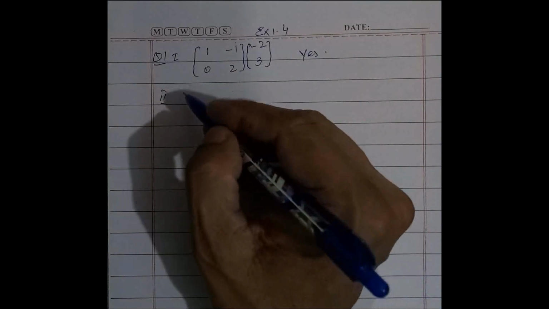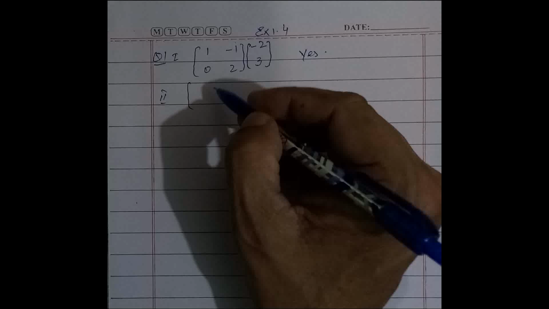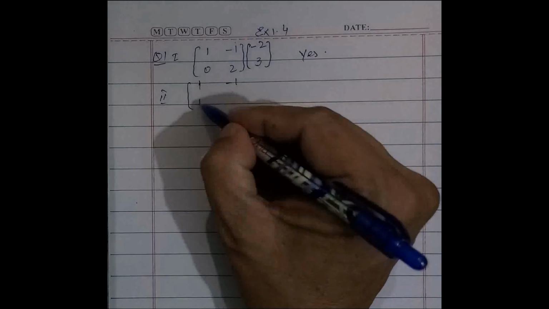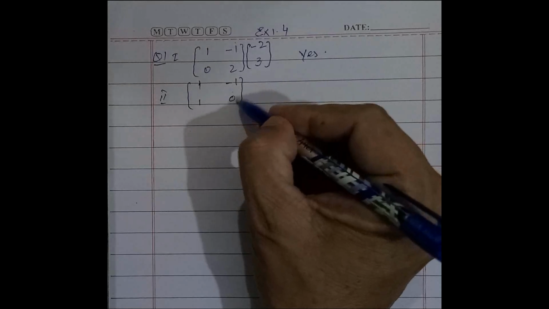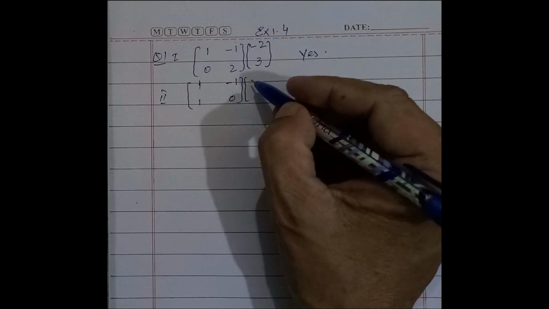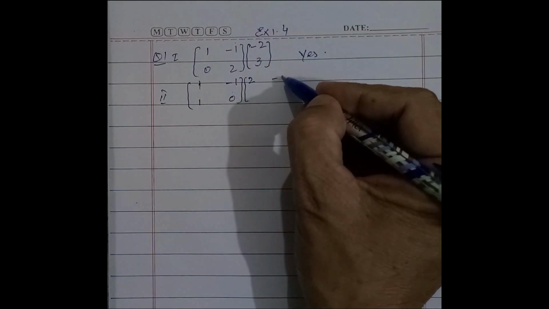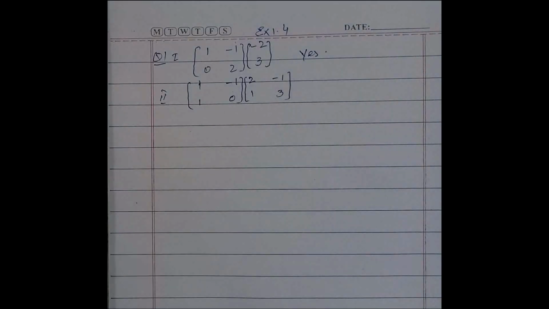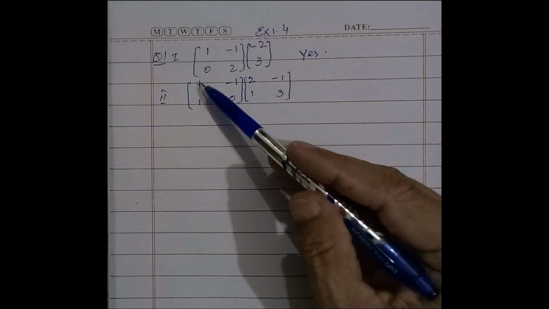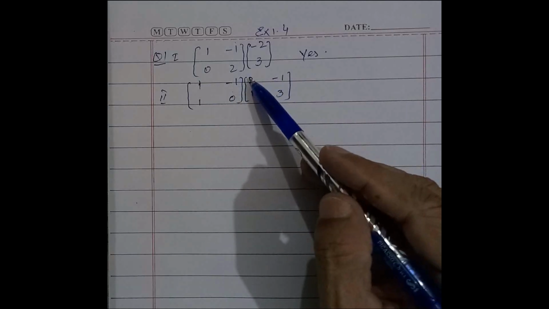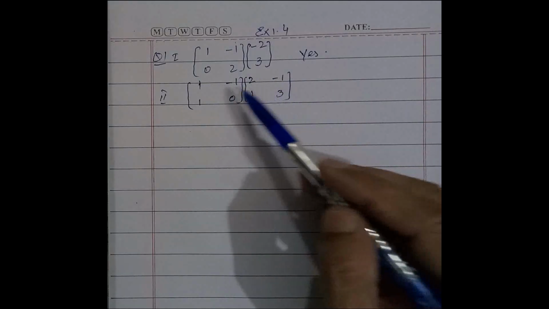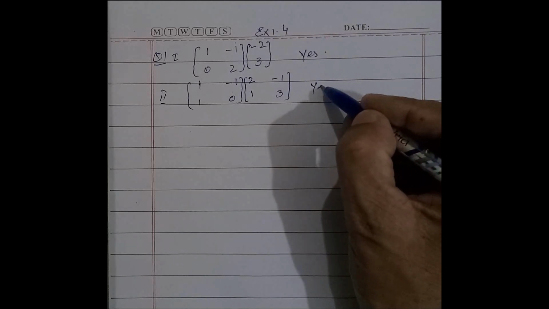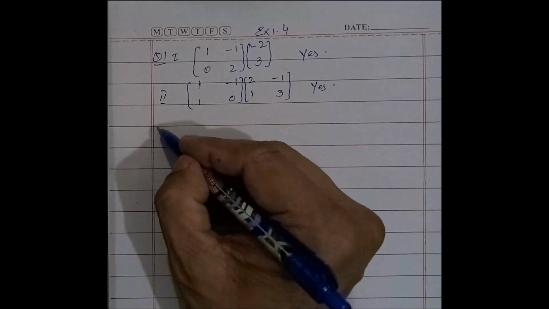The second is 1 minus 1 1 0, and the second matrix is 2 minus 1 1 and 3. Same as before, the first matrix has 2 columns and the second matrix has 2 rows. They are equal, so they are conformable for multiplication, and we write yes.